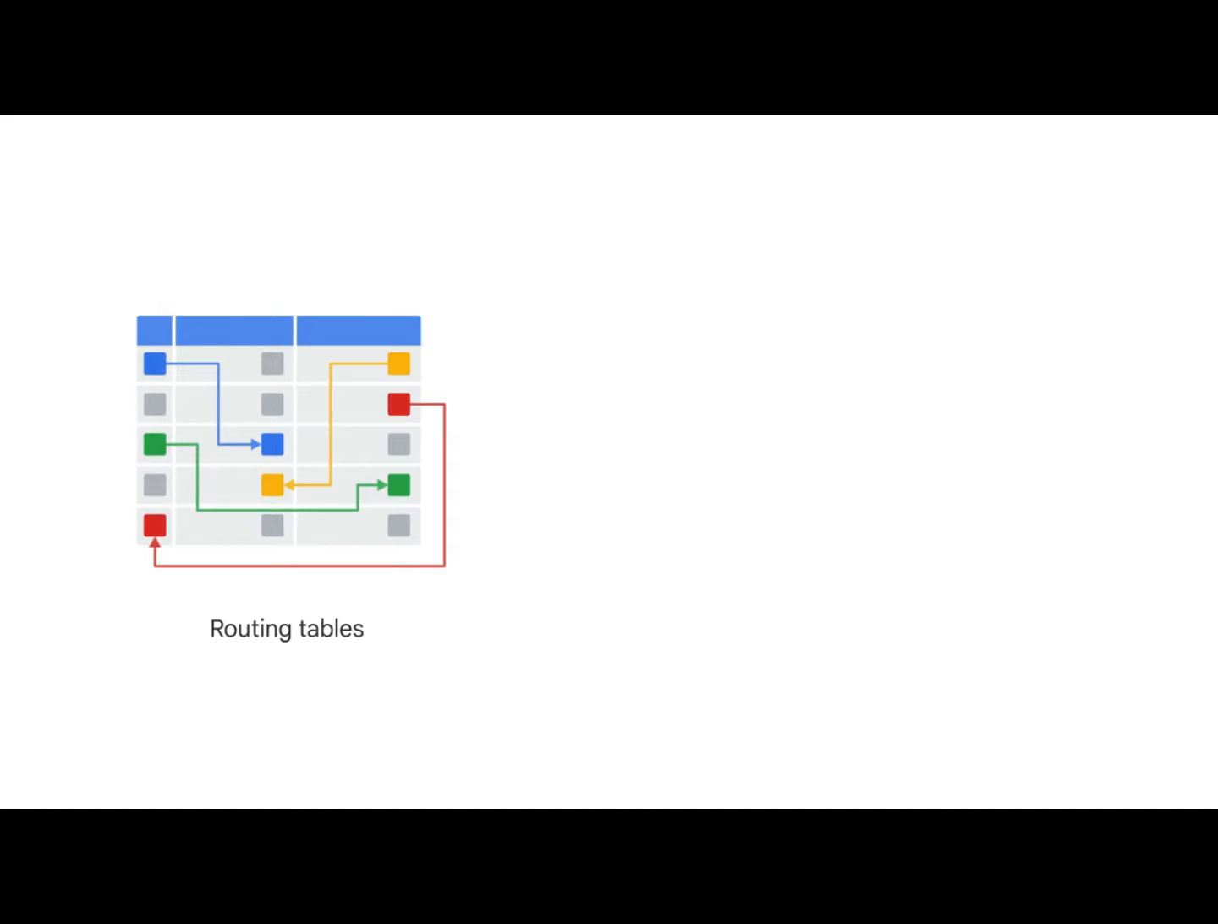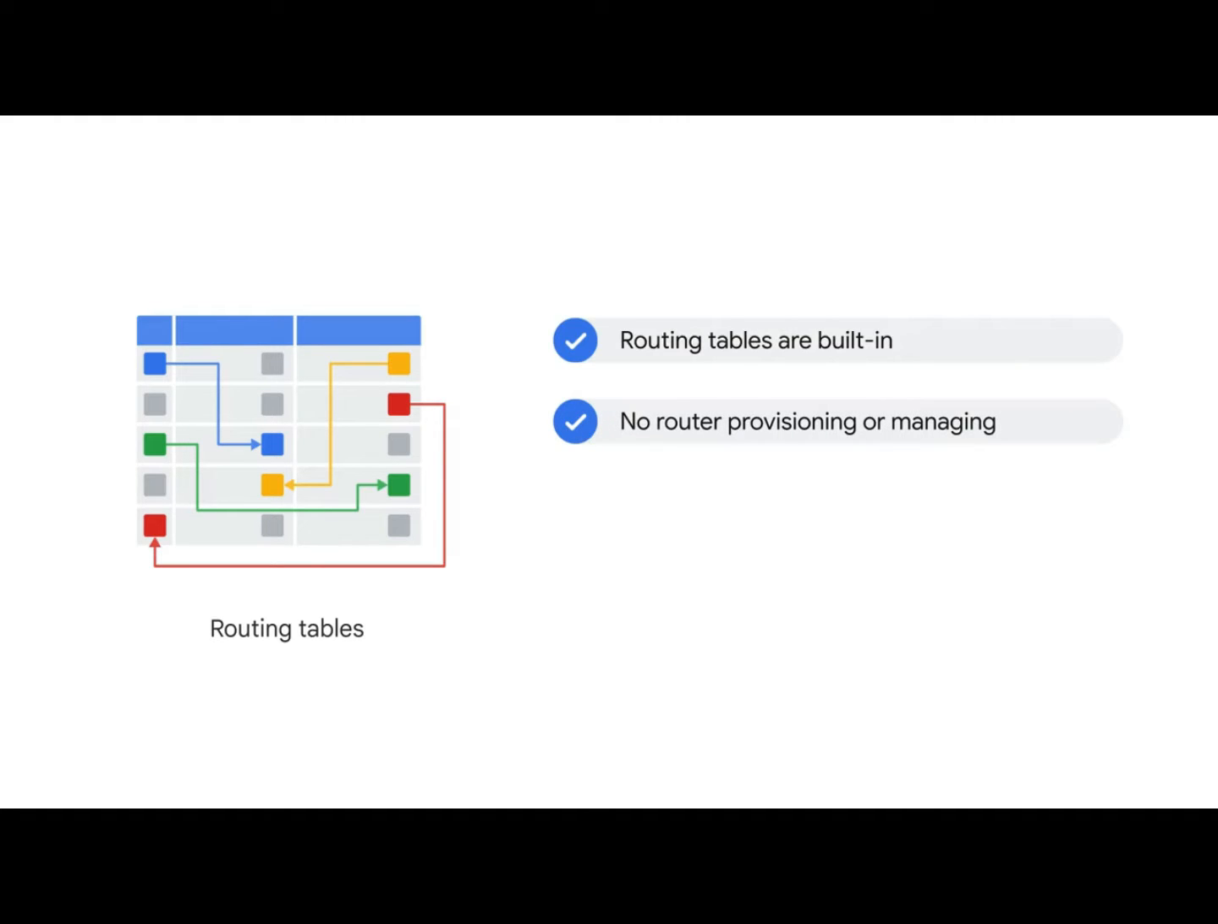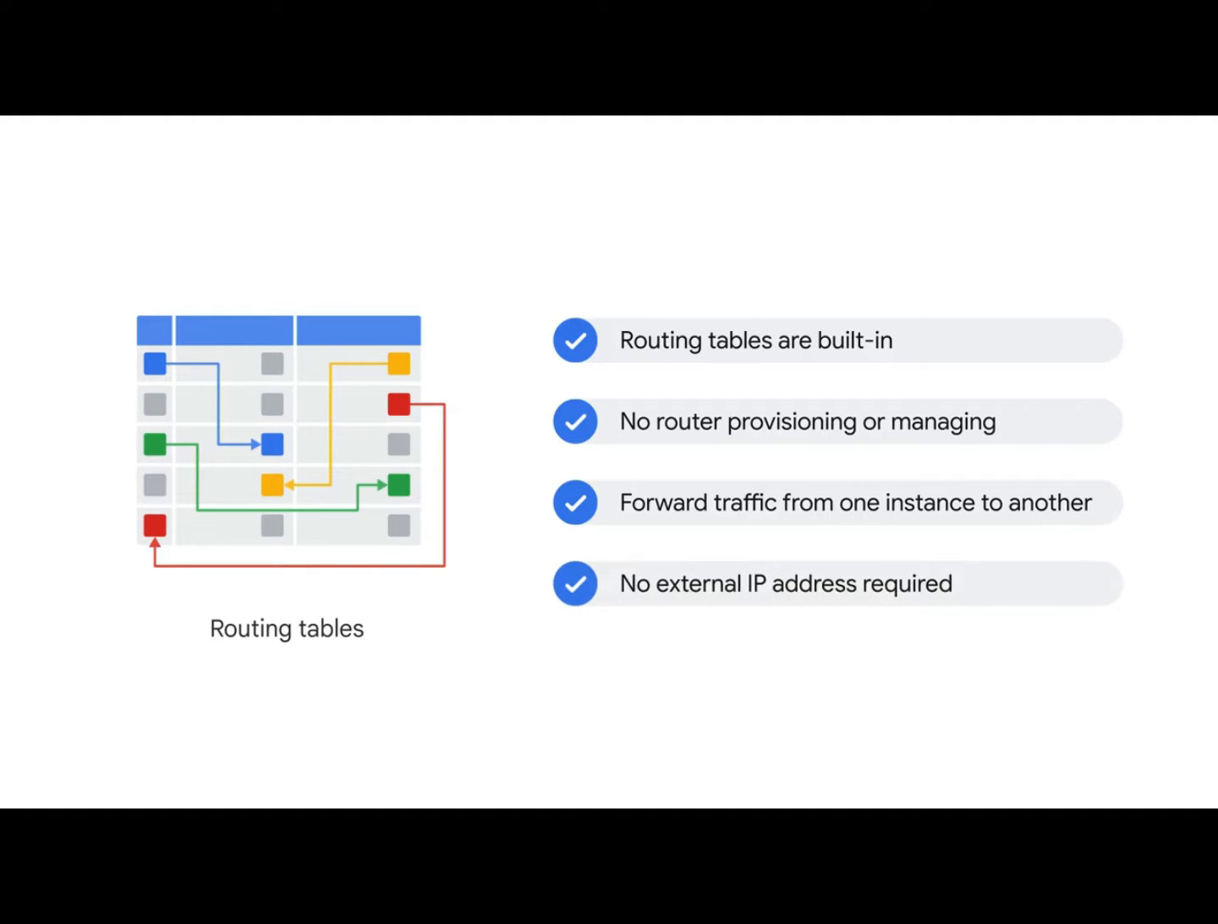Much like physical networks, VPCs have routing tables. VPC routing tables are built in, so you don't have to provision or manage a router. They're used to forward traffic from one instance to another within the same network, across subnetworks, or even between Google Cloud zones, without requiring an external IP address.